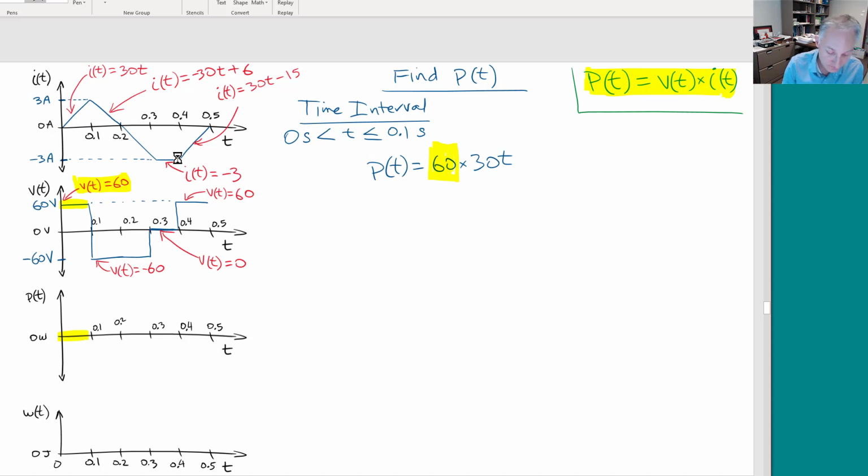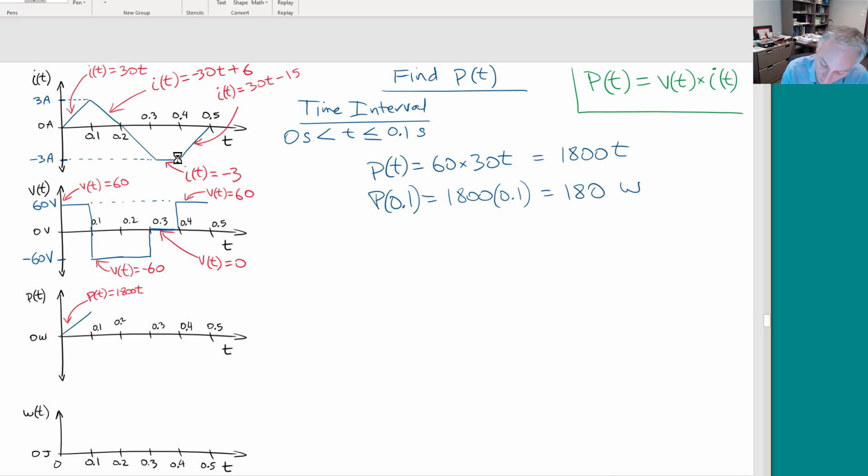That's 60, okay? And then we need to multiply by the current, and the current is this one in that first segment, represented by that line there, and this is what that 30t is representing. So that's where we get that from, and we just multiply them together. So that works out to 1800t. P of t is 1800t. So that's a line that's going up like that, a nice simple line. Labeled it as P of t is equal to 1800t.